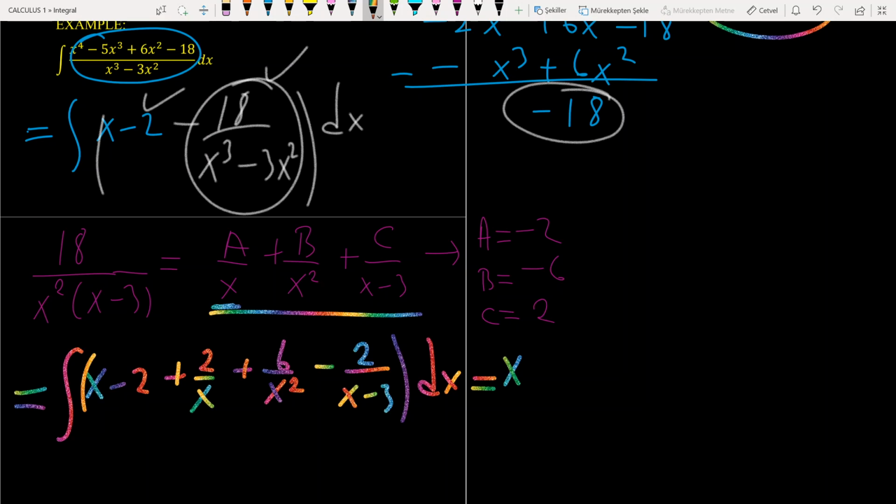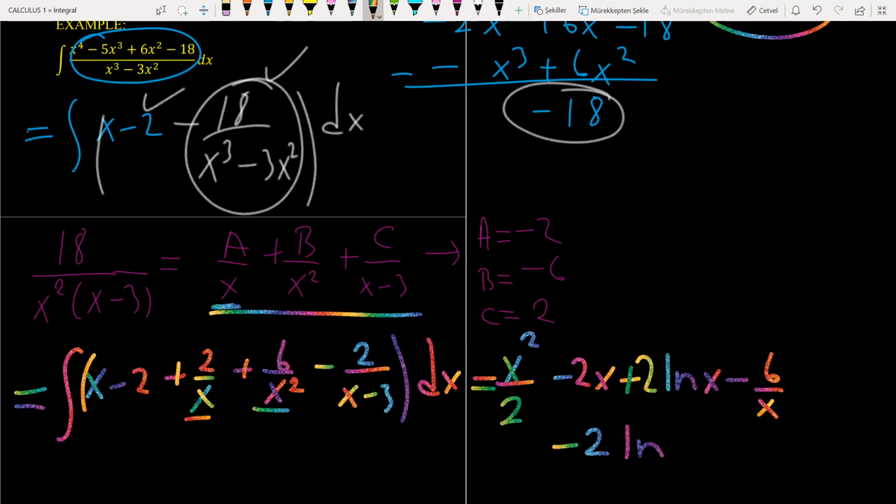So we have x squared over 2 minus 2x plus 2 ln x. Okay, third one. The fourth one is minus 6 over x using properties of integral, and the fifth one is minus 2 ln x minus 3 plus c, since it is indefinite integral.